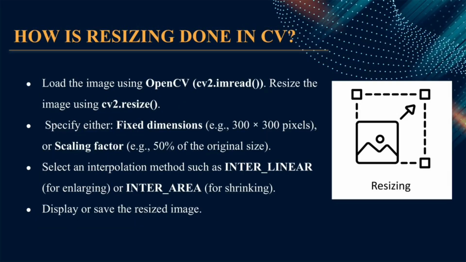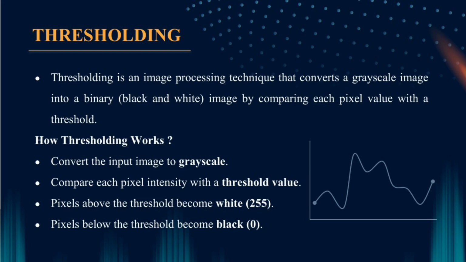Let's see the actual steps. First, we load the image using OpenCV. Next, we resize it using the cv2.resize function. We can either provide a fixed dimension or a scaling factor. Then we choose an interpolation method. INTER_LINEAR is mainly used when enlarging an image because it gives smooth results. INTER_AREA is mainly used when reducing image size because it preserves image quality better. Finally, we display or save the resized image. Now, we have learned how image size can be adjusted.